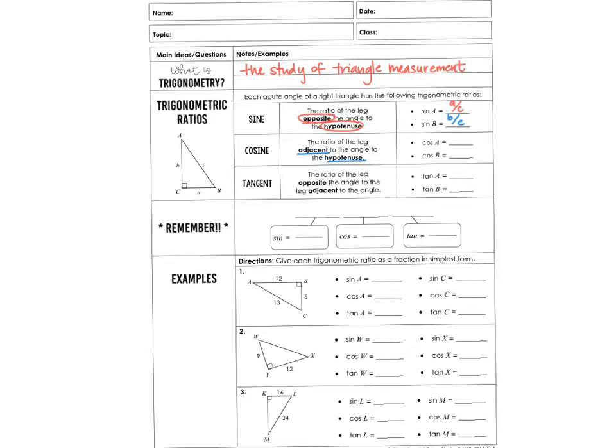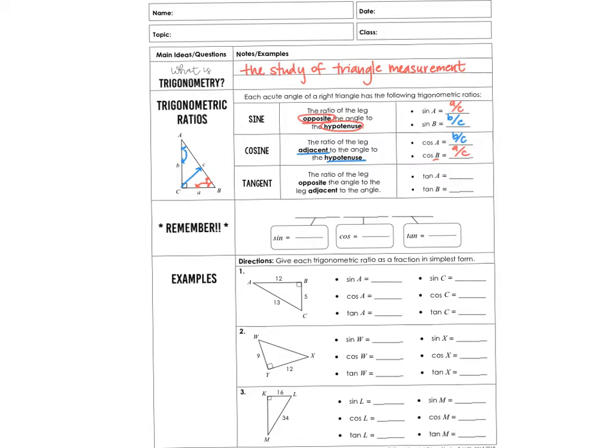So the cosine of angle A is the adjacent side, which is the side beside it, which is B, over the hypotenuse, which is C. Remember, the hypotenuse is always across from the right angle, so it's going to be C in every case here. Then the cosine of angle B: the adjacent side is A over C. Don't let it get confused, because C is also adjacent to B, but C is the hypotenuse always.